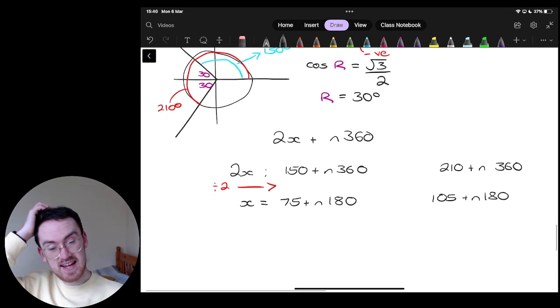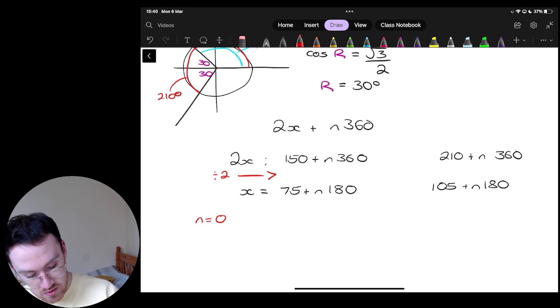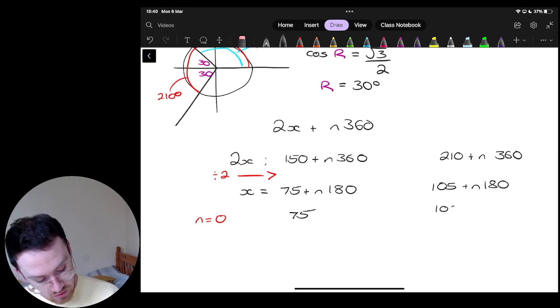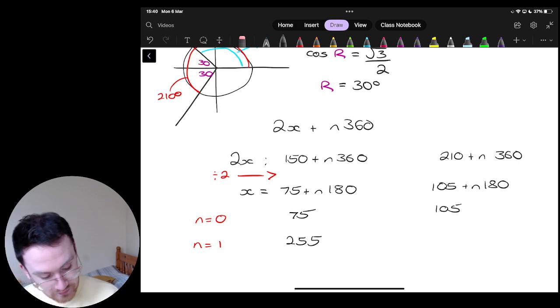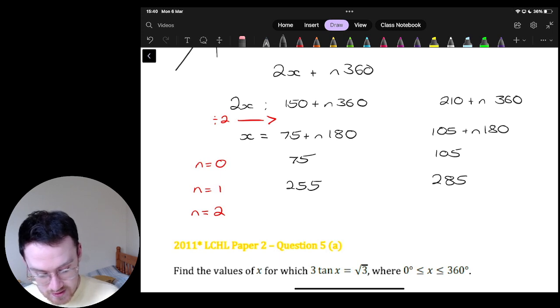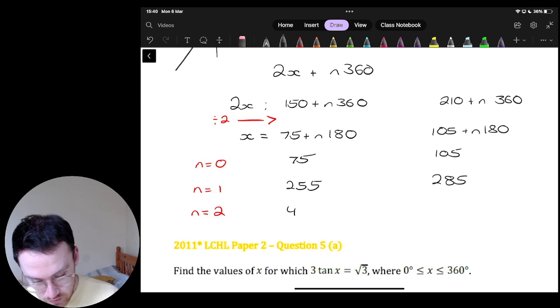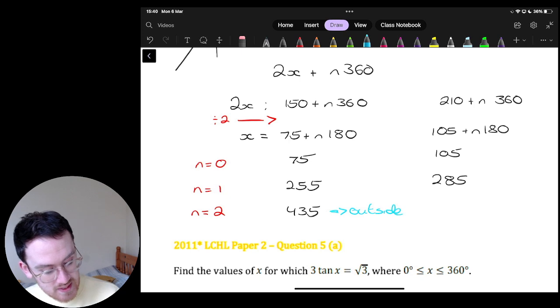Now, in order to get the actual solutions, I need to take different values of n. Let's start with n equal to 0. That gives me 75 and 105. When n is equal to 1, that gives me 75 plus 180, so 255, and 105 plus 180, which gives me 285. Then we can try n equal to 2. I get 75 plus 360, which gives me 435, and that value is outside my domain.